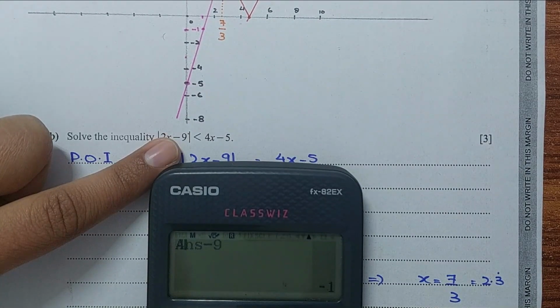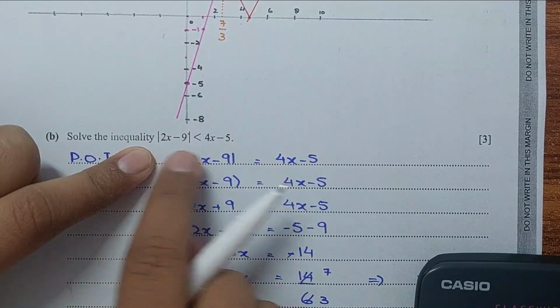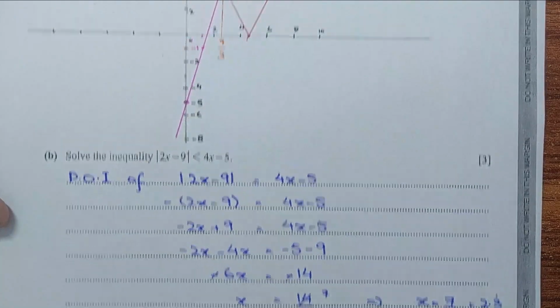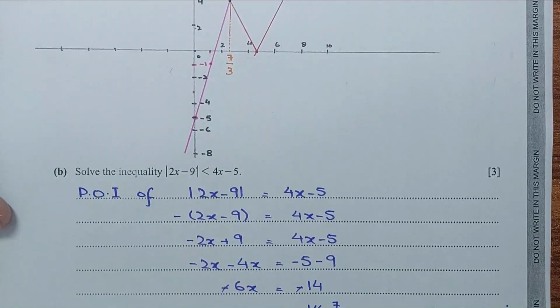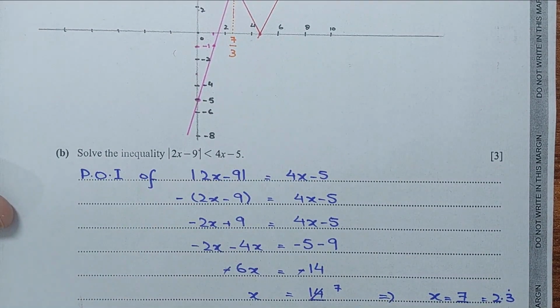On the other hand, 4 times 4 minus 5 is 11. This is 1 and this is 11, so 1 is less than 11. So it is proved that all the x values more than 7 by 3 work. If you take the values which are less than 7 by 3, let me check at 2. 2 times 2 is 4. From 4, take away 9.